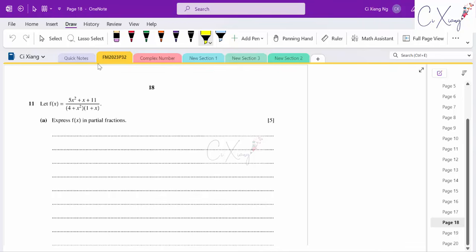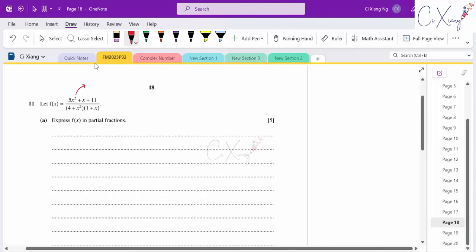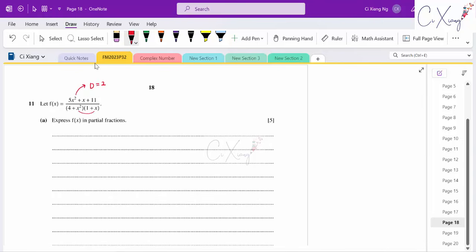Basically, you can see that the degree on the numerator is 2, highest power is 2. Then when you multiply the x at the denominator, you have x power 3, so the degree is 3. When the degree on top is less than the degree at the bottom, this is a proper fraction. When you have a proper fraction, you can straight away separate it into partial fractions.